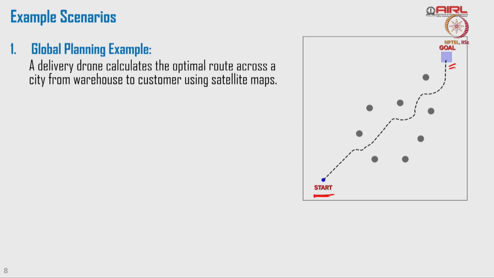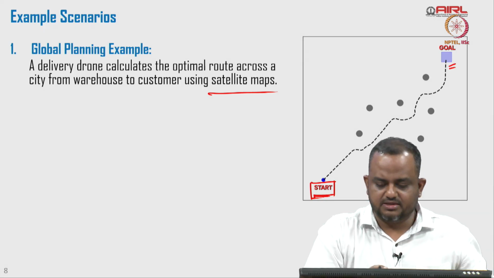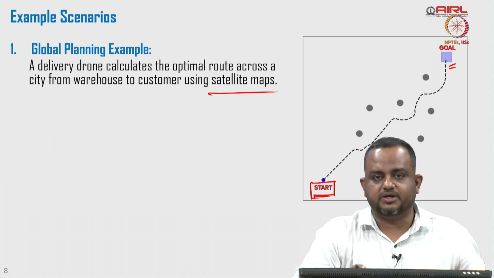So, just assume that it is a delivery drone. It calculates the optimal route across a city from the warehouse to the customer house using some satellite maps which are known, and this is pre-planned. Before the delivery drone even starts from this location, this path is decided, assuming there are no dynamic scenarios, no change in the environment, and whatever map it knows is not a partial map.